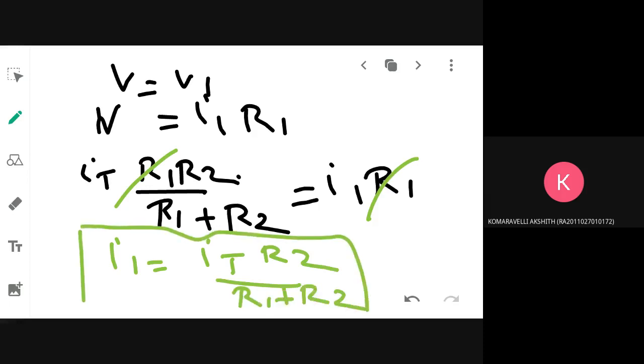This is my equation. Now this is what is called my current division rule. Make a note of it. This equation is very, very important. I1 represents the current through a particular resistance. How can I get that value? By multiplying what is IT?